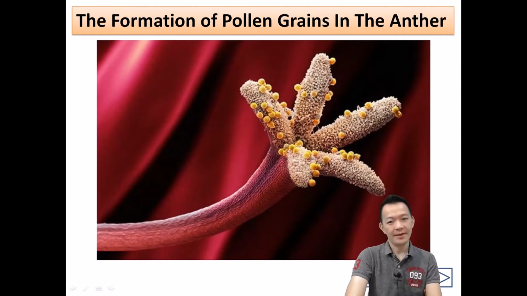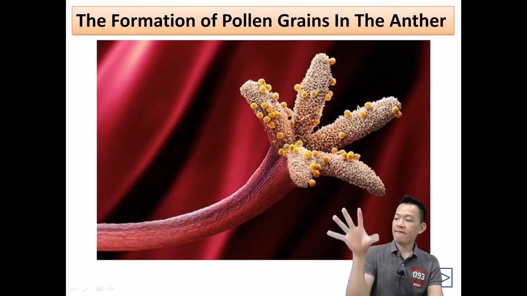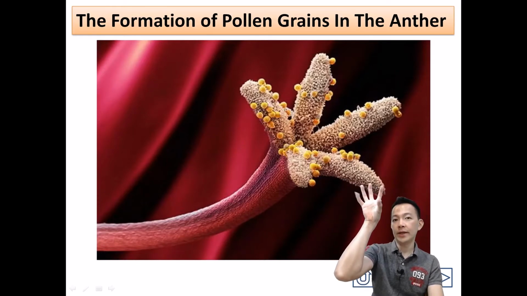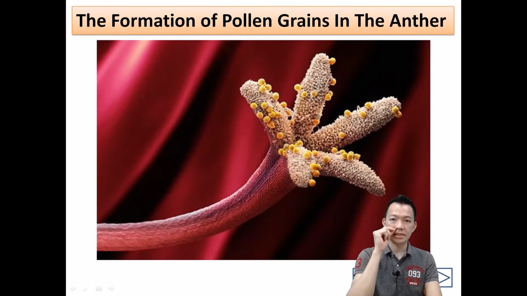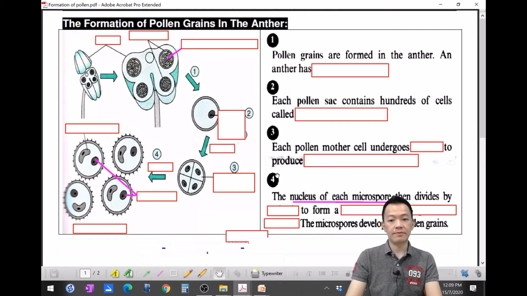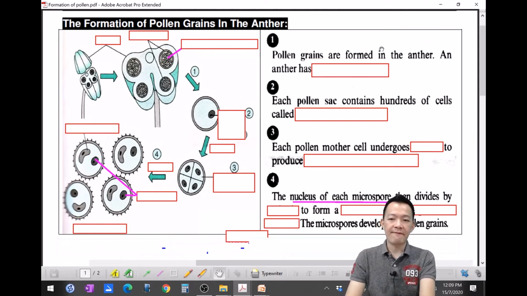Okay. Our title: the formation of pollen grain in the anther. Filament holds the anther. When the anther becomes mature, the anther produces pollen grains. But how does the anther produce pollen grains? Anther 到底怎样制造 pollen grains 呢？Okay, follow me slowly. 慢慢，我们刚刚要开始罢了。Okay, so pollen grains are formed in the anther.